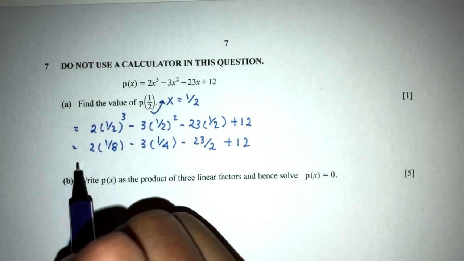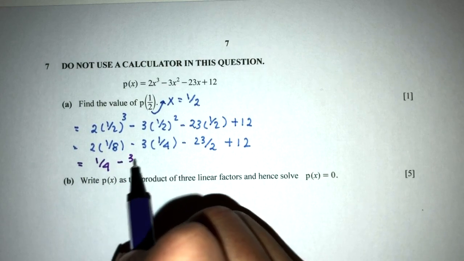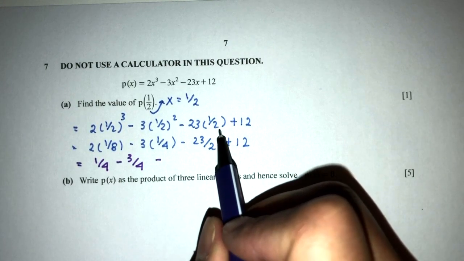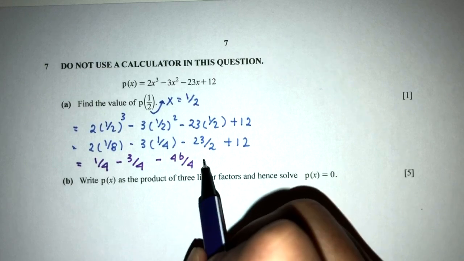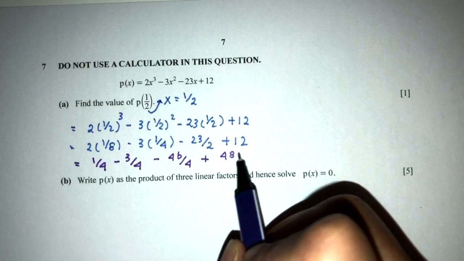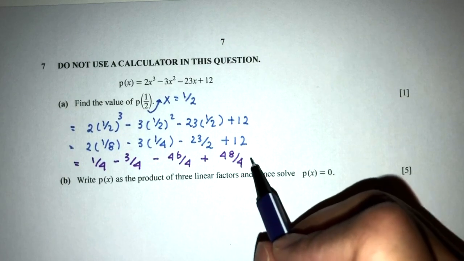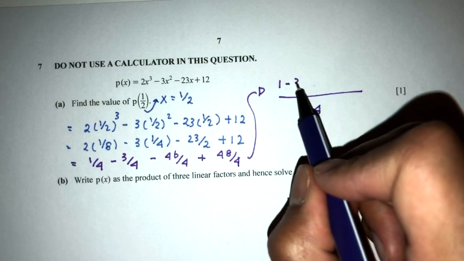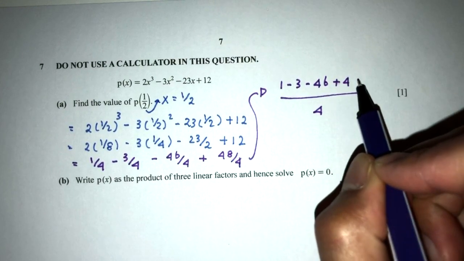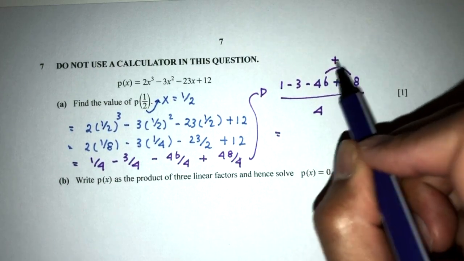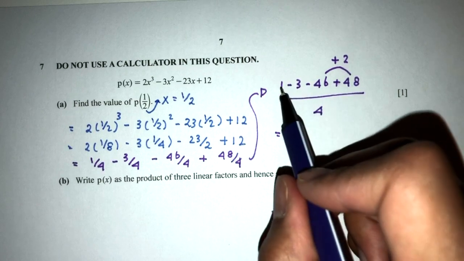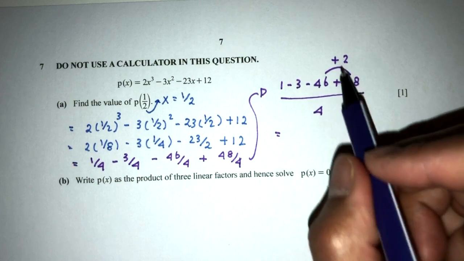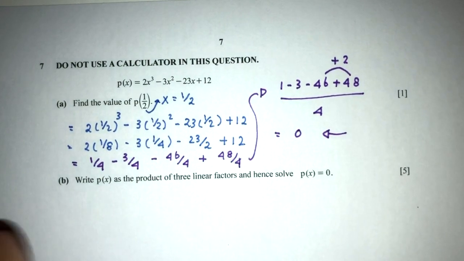So to simplify, you will have 1 over 4 minus 3 over 4 minus, so let's change that to 4 as well. Multiply by 2 and 2, that should be 46 over 4 and plus 48 over 4. Same thing. Now we can simplify with a base of 4. You will have 1 minus 3 minus 46 plus 48. This will be plus 2, right? So minus 46 plus 48 plus 2. 1 minus 3 is minus 2, plus 2 will be 0. So your answer will be 0, part A.